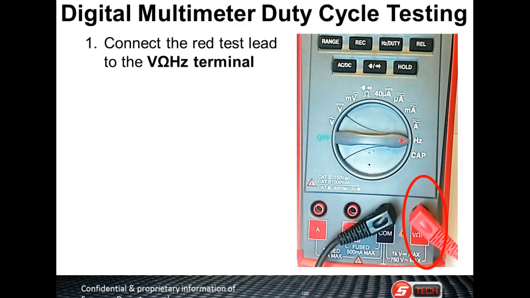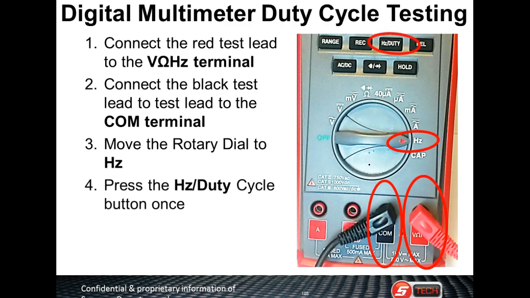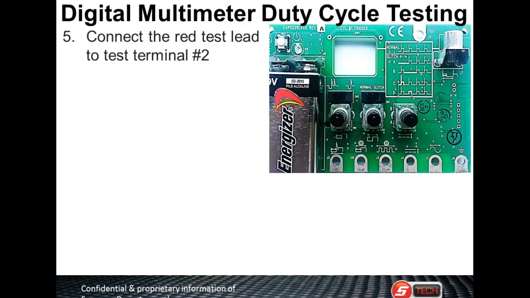Now we're going to measure the duty cycle. So we got our meter hooked up the same way, right? We got it raised to hertz. Now we're going to press the duty cycle button. And then we're going to move it over to terminal 2. So terminal 2, you see the little arrow. These are the guys that are going to be able to change the duty cycle.